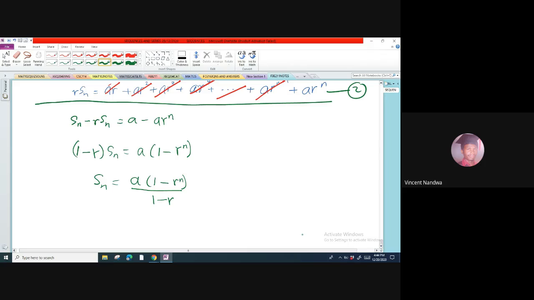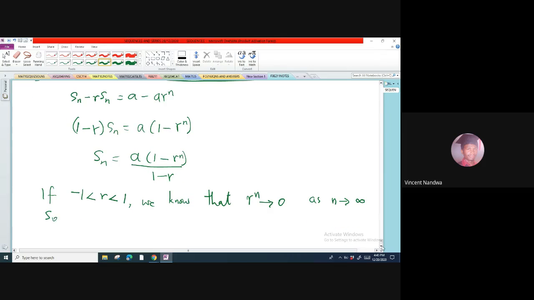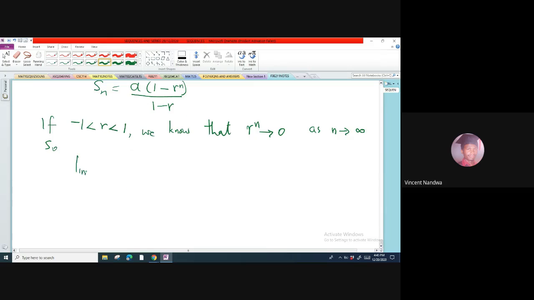So therefore now, if R lies between -1 and 1, we know that R to the power n approaches 0 as n approaches infinity. This result we have shown before. So we have the limit as n approaches infinity of Sn the same as the limit as n approaches infinity of A into 1 minus R to the power n divided by 1 minus R, which will be A over 1 minus R, because this part will be 0.